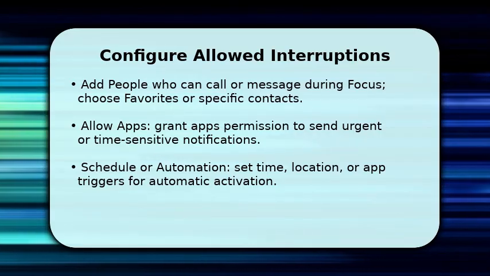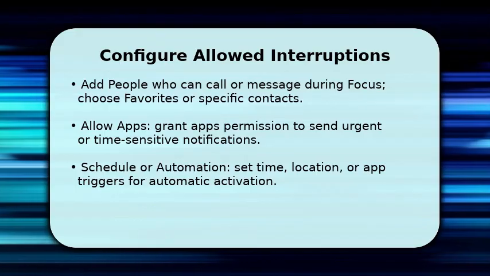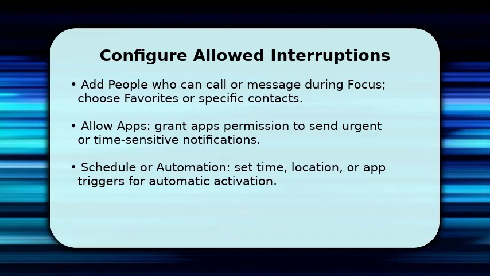Then move to Apps and permit only the apps that must alert you. Use time-sensitive toggles sparingly. After that, set a schedule or automation. Time ranges, location, or opening an app can switch focus on for you. Once done, these settings balance availability with concentration by limiting noise to essential sources.